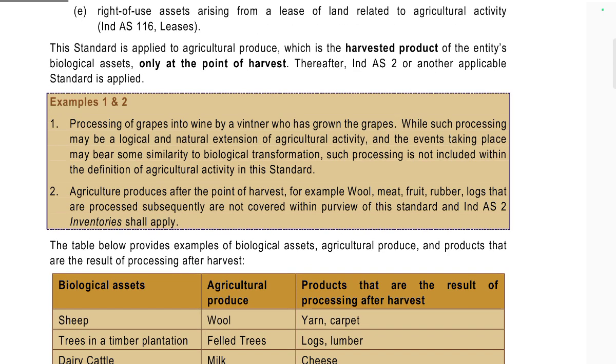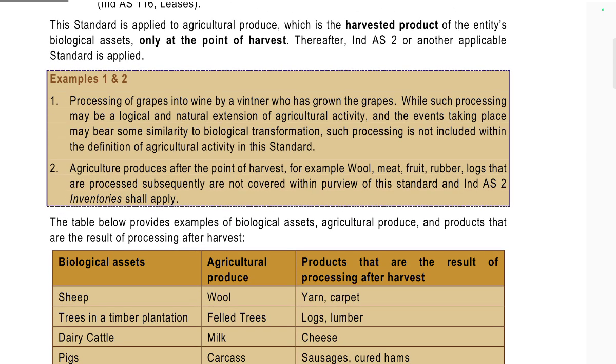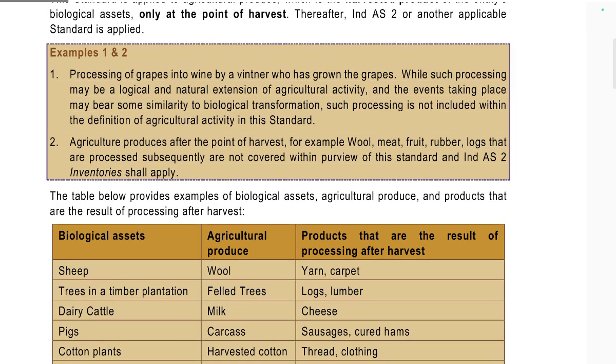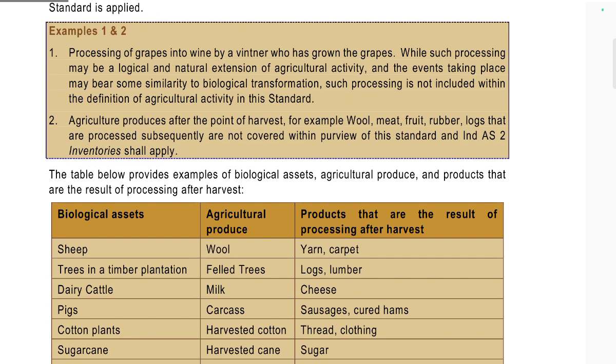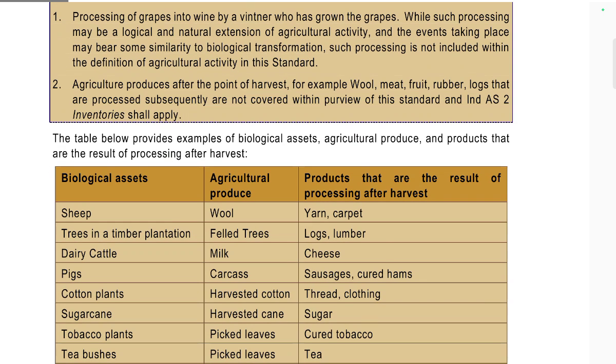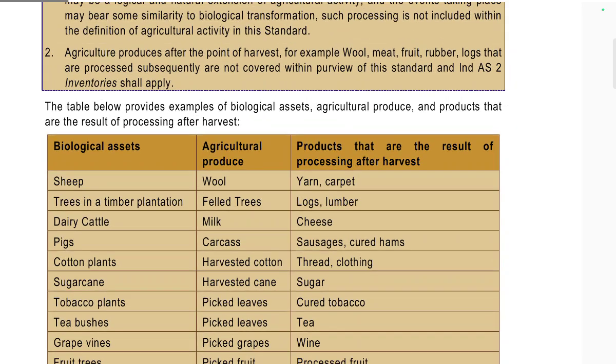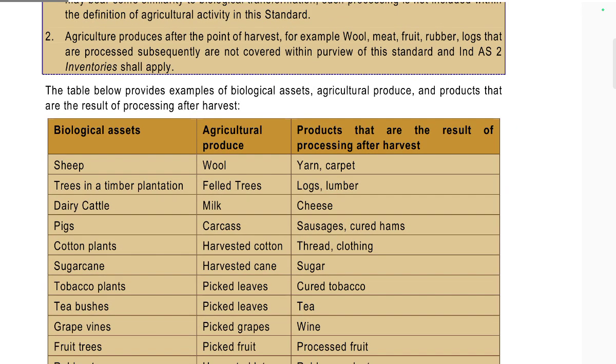Example: processing grapes into wine by a winery that has grown the grapes. While such processing may be a logical and natural extension of agricultural activity, the event takes place after the biological transformation. Such processes are not included within the definition of agricultural activity under the standard. Agriculture produce after the point of harvest, such as wool, meat, fruits, rubber and logs, and the processing thereafter are not covered in the purview of the standard, as Ind AS 2 is applicable.